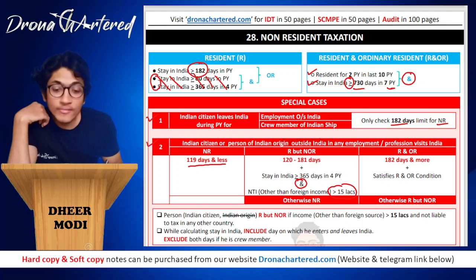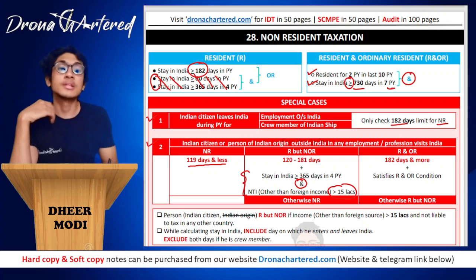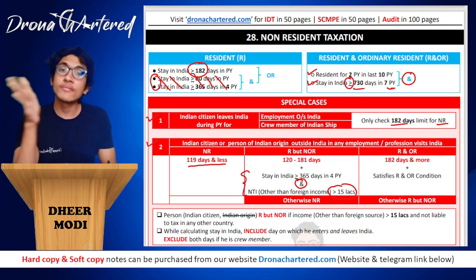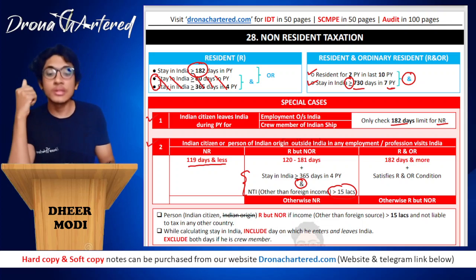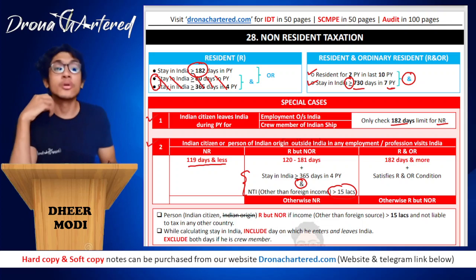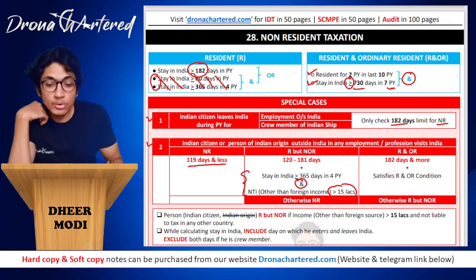And what if he does not satisfy these conditions? What if he stayed for a period from 120 to 181 days, but he did not satisfy these two conditions? In such a case, he will be treated as a non-resident. That means he will go back to this slab.